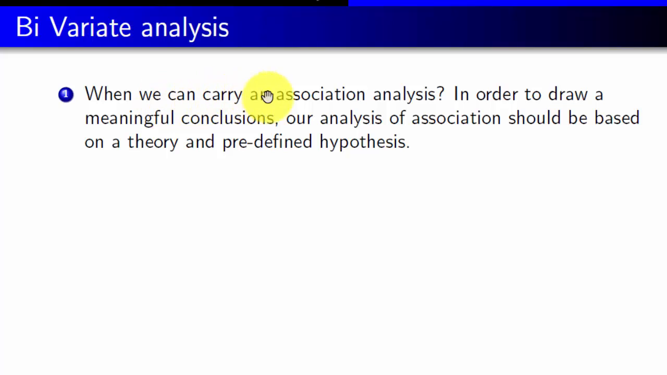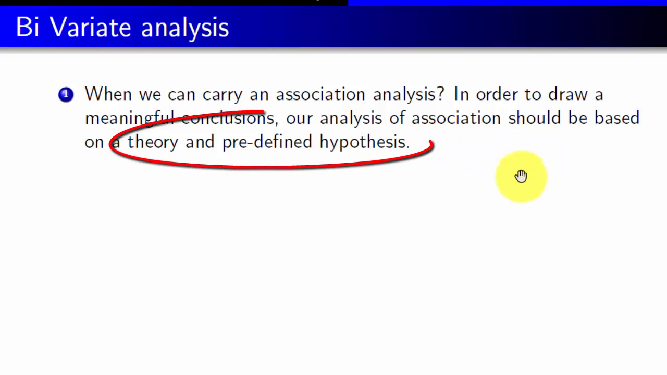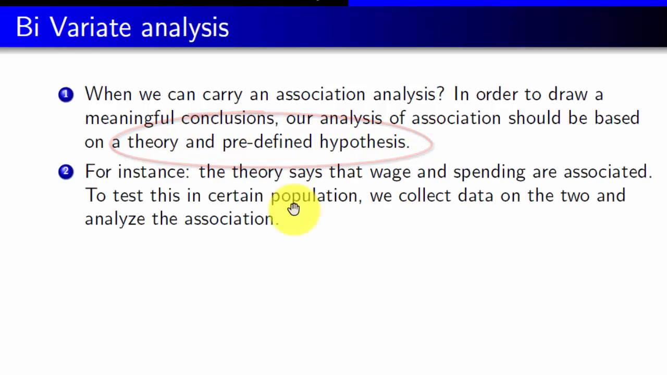When we carry out an association analysis, in order to draw meaningful conclusions, our analysis of association between two variables should be based on a theory or predefined hypothesis. For instance, the theory says that wage and spending are associated. To test this theory in a certain population, we collect data on the two variables and analyze the association. What do we mean by analyzing the association between wage and spending? We check whether as we change wage, does spending change or not? Or as we change spending, does wage change or not?